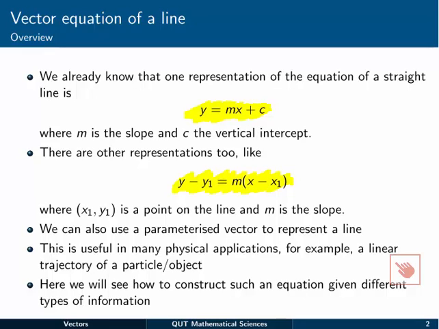But another thing we can do is to parameterize a vector and use this to represent a line. Essentially, to create a vector which varies with some parameter, a vector function if you like. This can be useful in a lot of physical applications, for example linear trajectories of particles or objects. And it can be extended into non-linear functions to represent non-linear trajectories of particles. Here we're going to see how to construct such an equation given various different types of information.